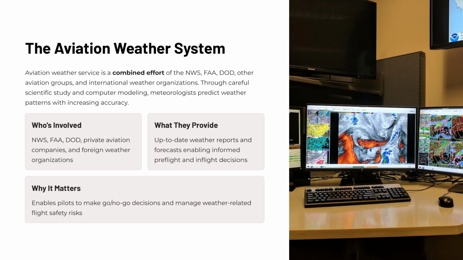Whether you're conducting a pre-flight briefing or reassessing conditions en route, these resources are your primary tool for evaluating the weather environment. Understanding why this matters is straightforward. Weather remains one of the leading factors in aviation accidents. The aviation weather system exists to give you the information you need to make confident go, no-go decisions and to actively manage weather-related risks throughout your flight. Knowing who produces this information and how it reaches you helps you better understand its reliability and how to use it effectively.